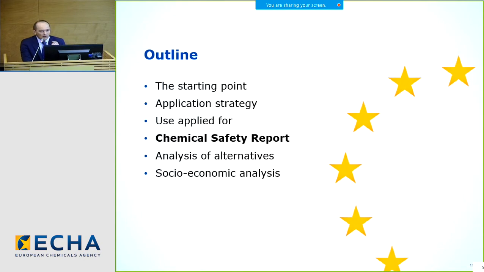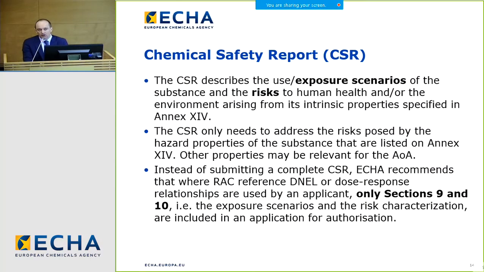Okay, so now the assessment reports. First one is the chemical safety report. We call it the CSR. It describes the use, exposure scenarios of the substance and the risks to human health and/or the environment arising from the intrinsic properties for which the substance has been placed into the authorization list. Important to notice is that the CSR only needs to address the risks posed by the hazard properties of the substance that are listed in Annex 14. Some other properties may be relevant for the AoA. This is where you would try to compare, for instance, risks across different endpoints between the alternative substance and the Annex 14 substance.